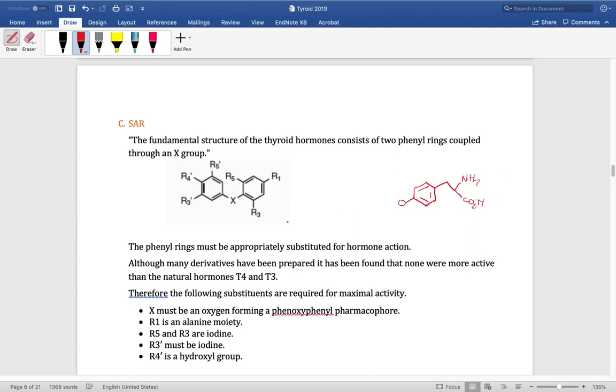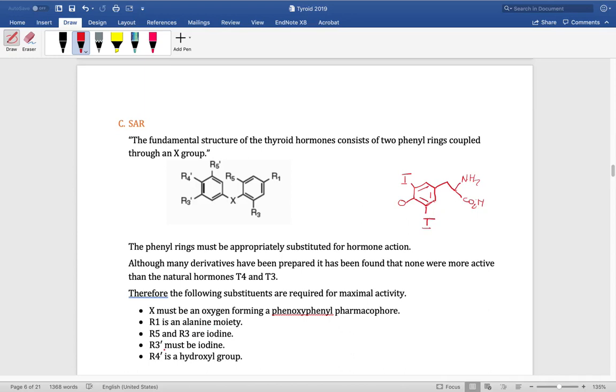Okay, so the R1 is an alanine moiety, then R5 and R3 have to be iodine, okay? R5 and R3. So where is my R5? R5 is here. It's going to have an iodine here, and then R3 is also going to be an iodine. Let me erase this here. Okay. R5 and R3 have to be iodine.